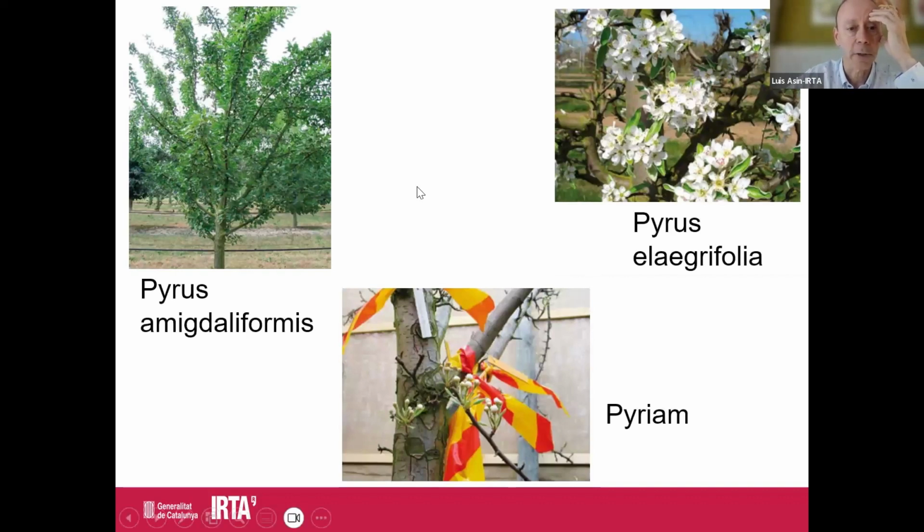Here are some pictures of Pyrus amygdaliformis, and you can see the aspect of the tree is not really like a pear, because the growth is quite vertical, or in this case with open branches. This is the aspect of the flower of Pyrus elaeagrifolia, quite similar to the flower of pear, probably with a higher number of flowers per flower cluster. And this is a Pear, which we use as female, to pollinate with pollen from this one on these flowers.